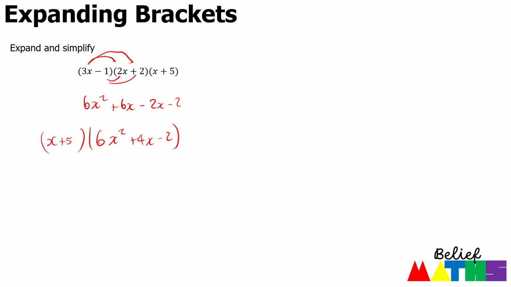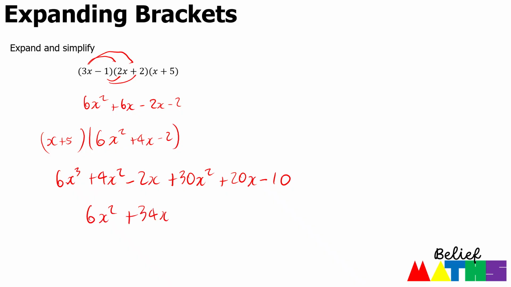And we expand that in, x times all of those is 6x cubed plus 4x squared minus 2x. And then multiply them all by 5 gives you plus 30x squared plus 20x minus 10. Finally, collecting our like terms, sorry, that should be 6x cubed, not 6x squared, plus 34x squared plus 18x minus 10. And that gives us our final answer. No matter what order you multiply the brackets in, you should end up with the same answer.